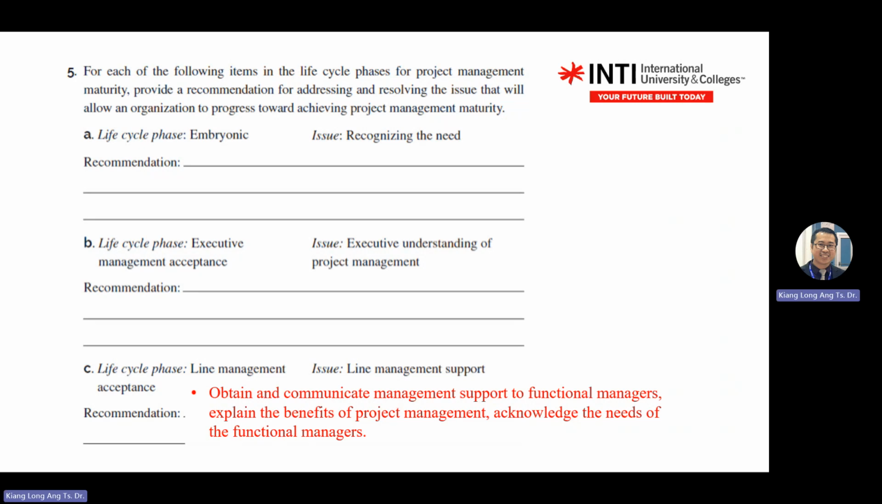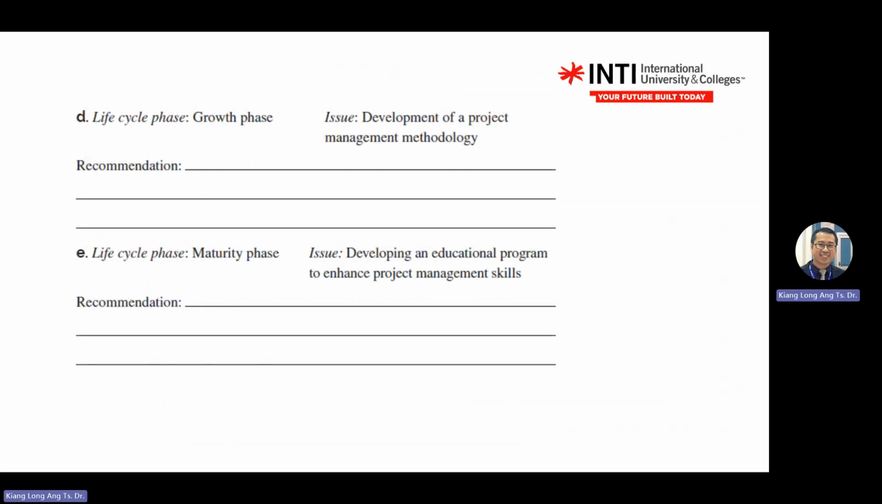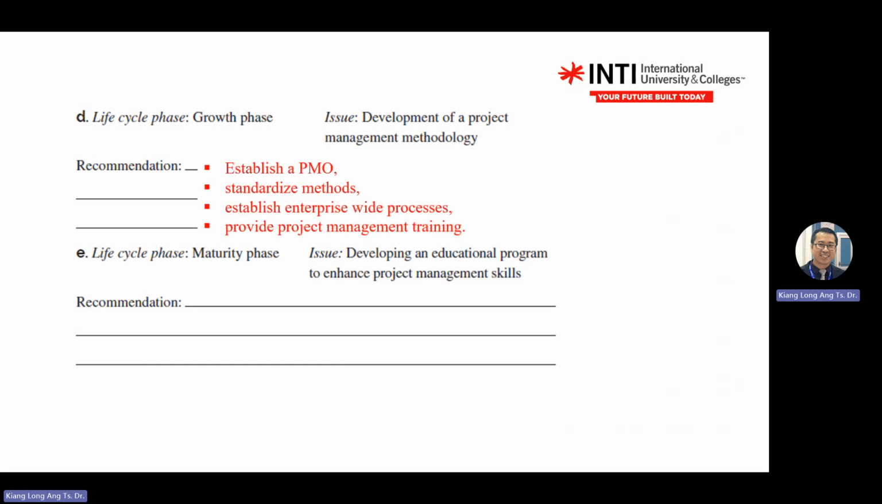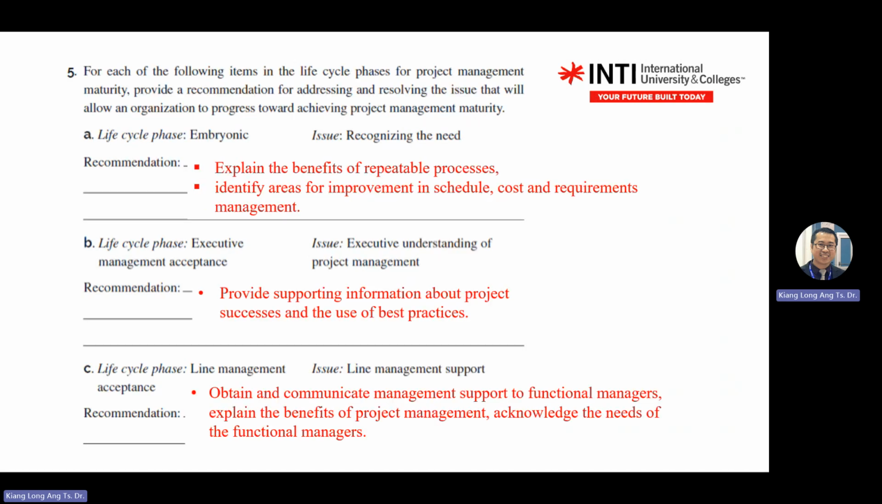All right. So this one, number 5, is the project management maturity process. So don't memorize the wrong one. These are the 5 process maturity, project management life cycle phases of maturity. So they are 5: embryonic, executive, line management, growth phase, maturity phase. Each one of them has its own issues. So follow me, items, and so on, provide recommendations to address and resolve issues that will allow the organization to progress further.